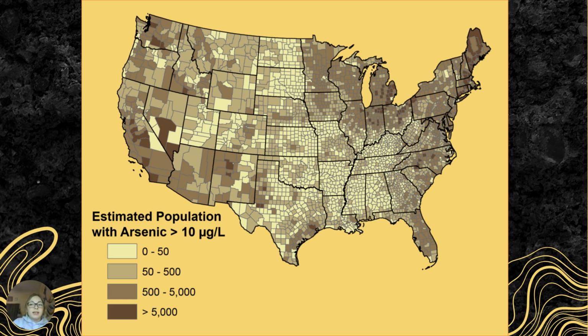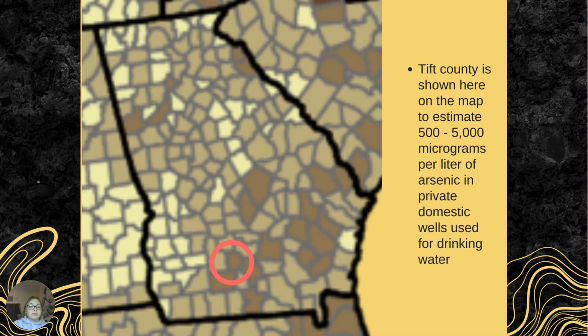This map shows estimates of how many private domestic well users in each county may be drinking water with high levels of arsenic. An estimated 2.1 million people throughout the U.S. may be drinking domestic well water high in arsenic. As you can see down here, Tift County is shown on the map to have an estimated 500 to 5,000 micrograms per liter of arsenic in private domestic wells used for drinking water.